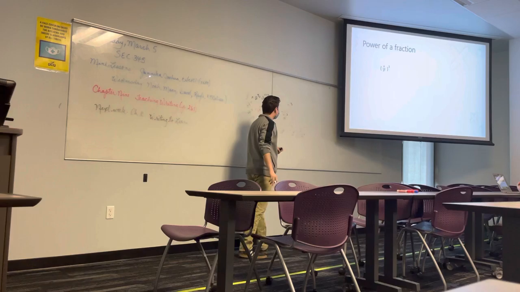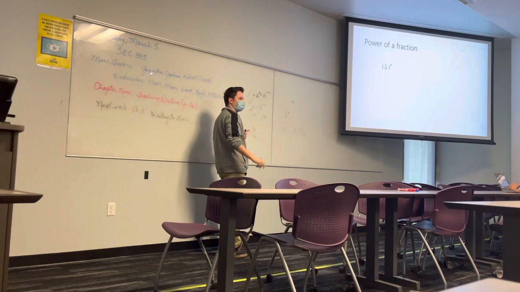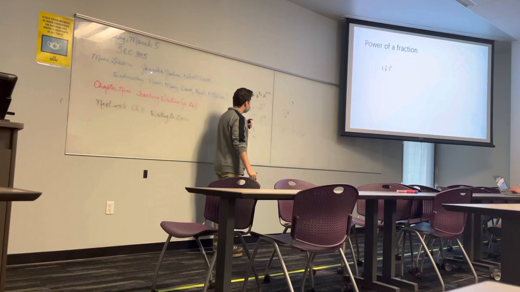What if I wrote something like 1 over 2 times 3 over 4? Would anyone know how to do that? You just multiply across, right? 1 times 3, 2 times 4. So we're going to do that over here with the three fractions that we have.